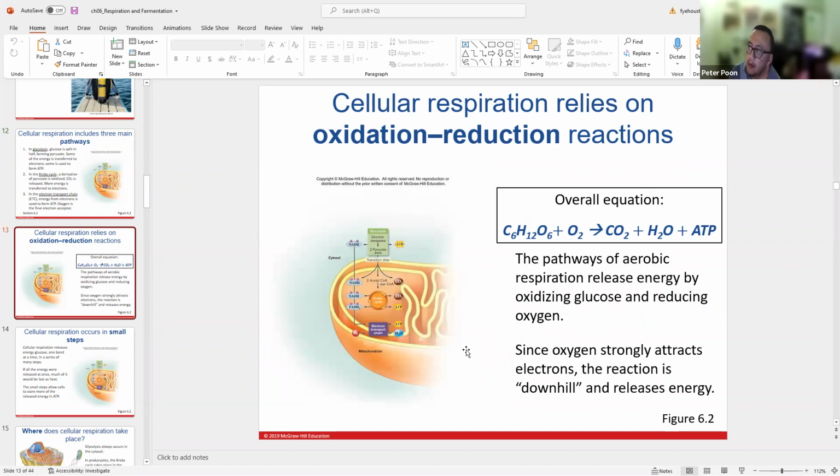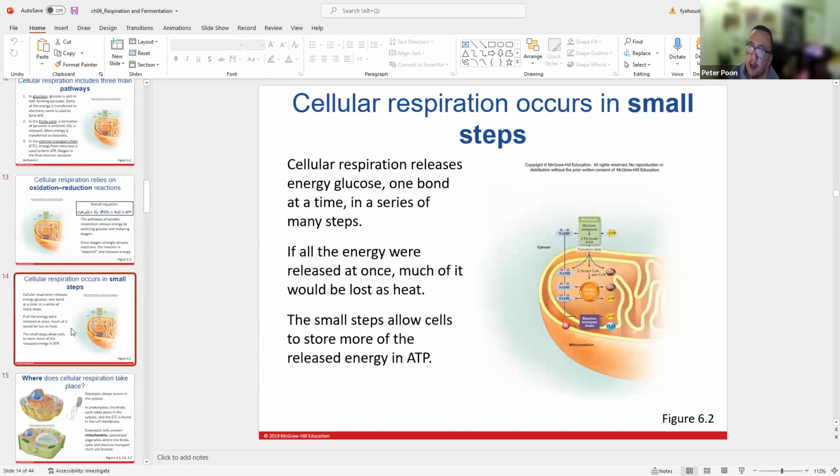So the overall equation. The overall pathways of aerobic respiration release energy by oxidizing glucose and reducing oxygen. Oxygen is strongly attracted to electrons, therefore the reaction is downhill and releases a lot of energy. Cellular respiration occurs in small steps. For each step, I want you to know where it takes place and the ins and outs of each step.